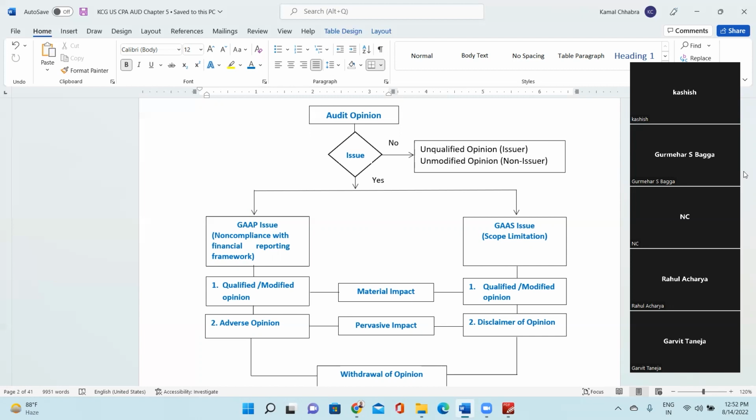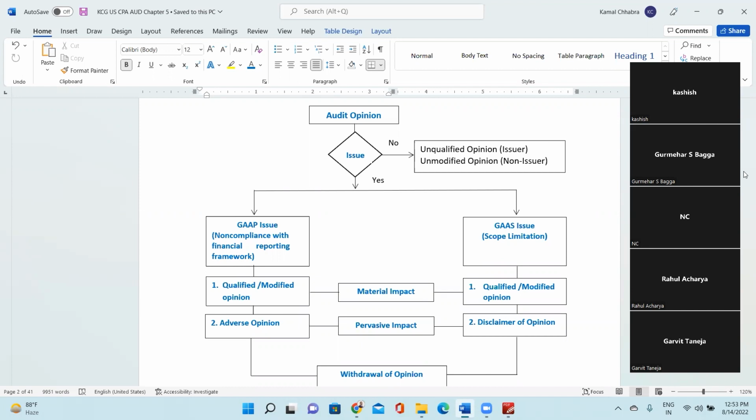But if the impact is pervasive, that is, it is impacting your sales, receivable, collection, discounts, purchase, payable, cash, bank, loan account, everything, right? Then it has a pervasive impact and management is not allowing you to do those procedures. Then you will be disclaiming to give the opinion on the financial statement. And if management does not agree with the disclaimer of opinion, then you will go for a withdrawal.